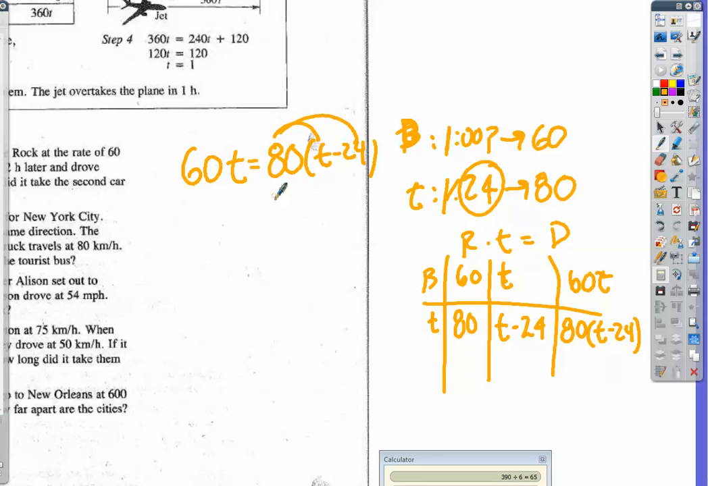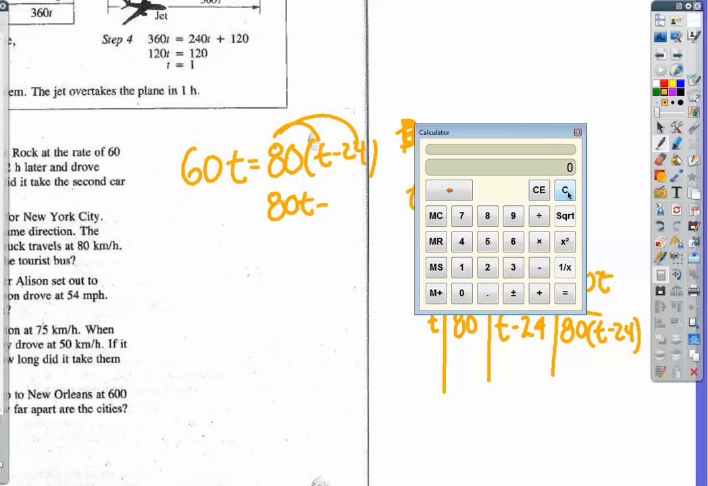80 times t is 80t. Minus, I don't know what 24 times 80 is off the top of my head. I could probably do it, but here I am being lazy. It's late. Sorry. 24 times 80. That's a big number. 1920. No, I was not alive in 1920. Not that old. So now we've just solved it.